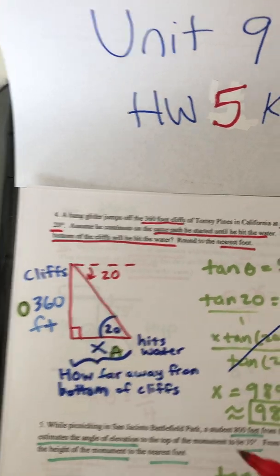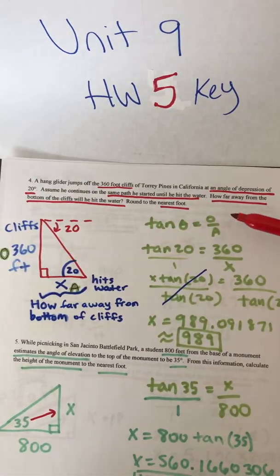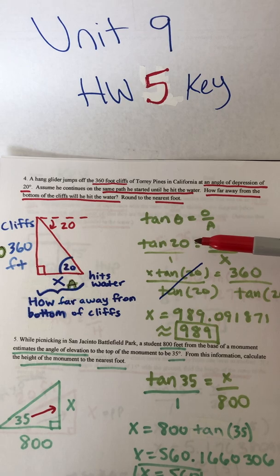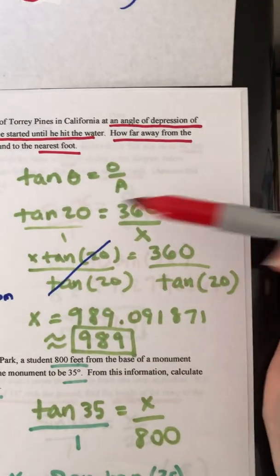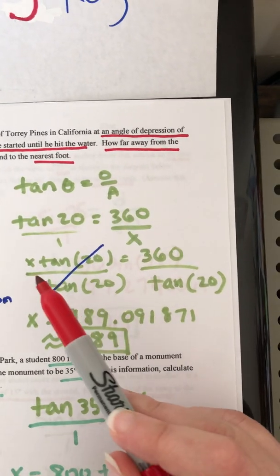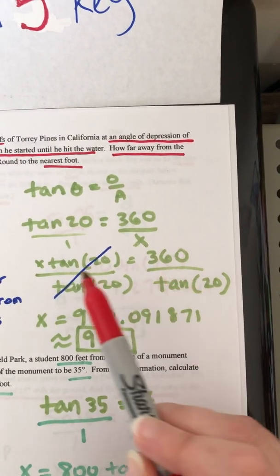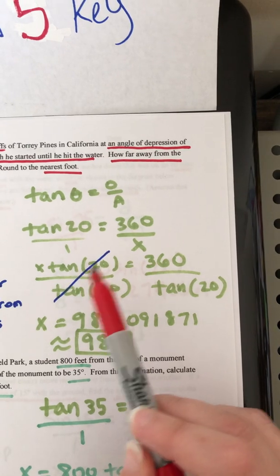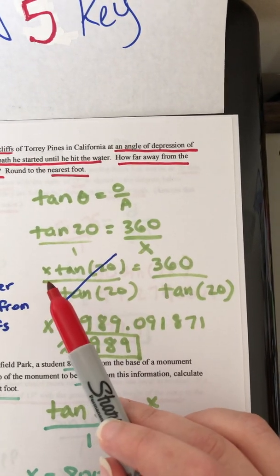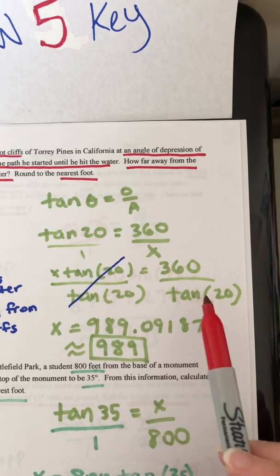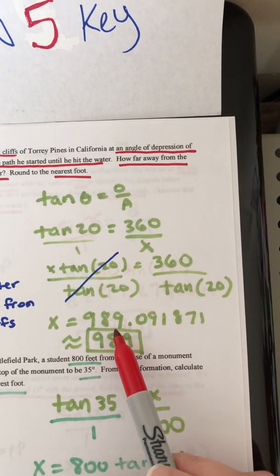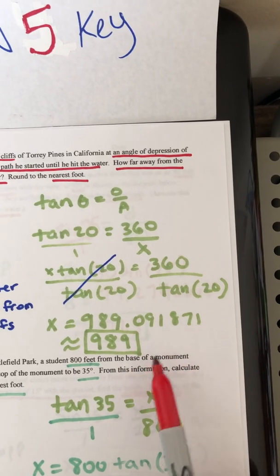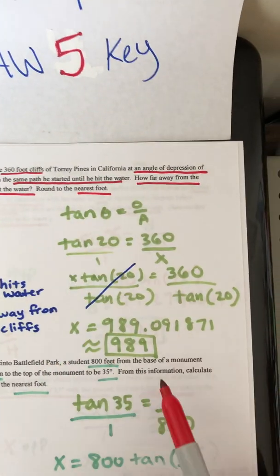Opposite over adjacent is tangent. Tangent theta equals opposite over adjacent. Tan 20 is the angle. 360 is the opposite. Adjacent is x. Cross multiply. You get x tan 20 is equal to 360. But the tan 20 should be divided out from the side that has the x. That number gets divided, tan 20 on both sides. 360 divided by tan 20 is this 989.091871 number. Round it to nearest foot, 989.